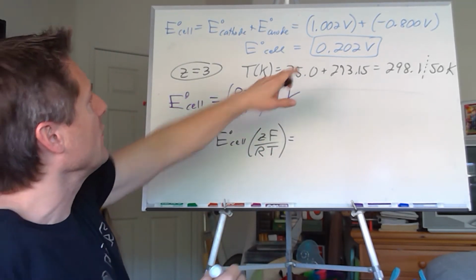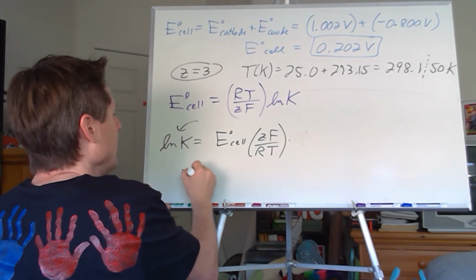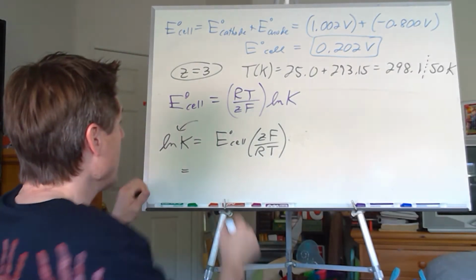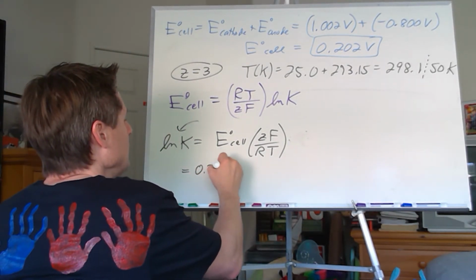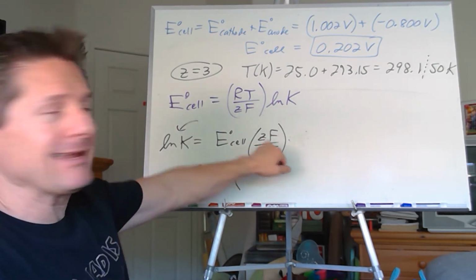E naught cell was 0.202 volts. You know what I'm going to do? I'm going to push it down here because this is going to extend over quite a bit. Let's put 0.202 volts. Now the volts aren't going to cancel anything out.